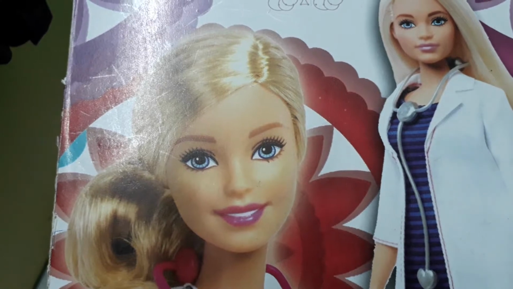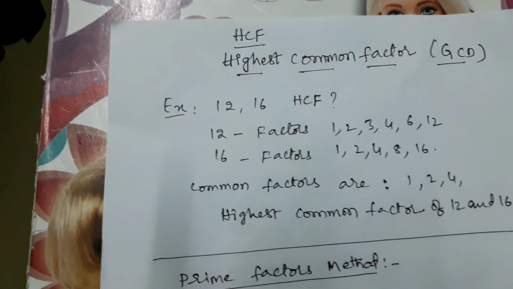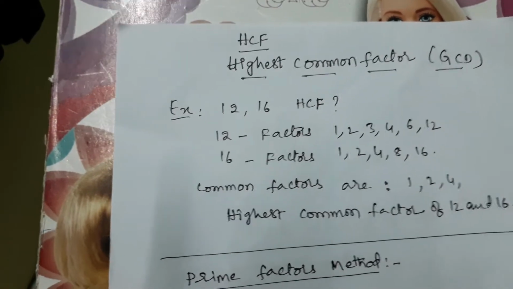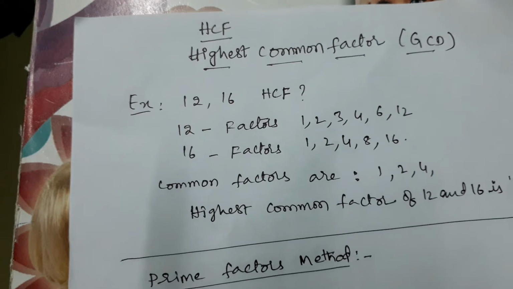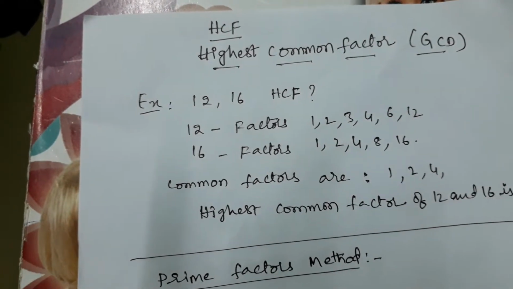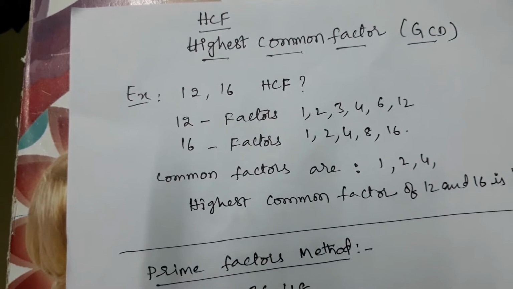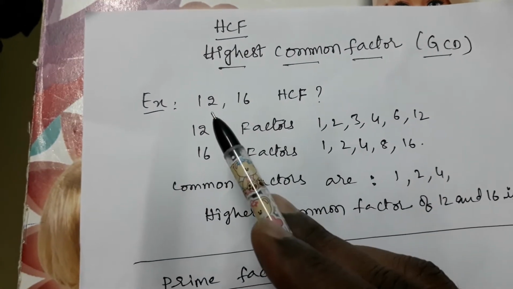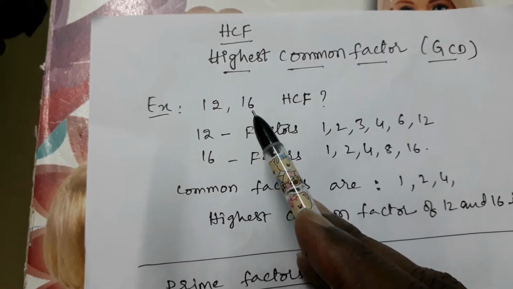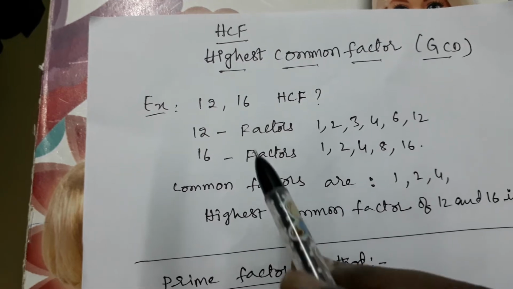Now I am going to explain a new concept, HCF. What is HCF? Highest common factor. To understand this HCF, let us go through one example: 12, 16. Find the HCF of 12 and 16.